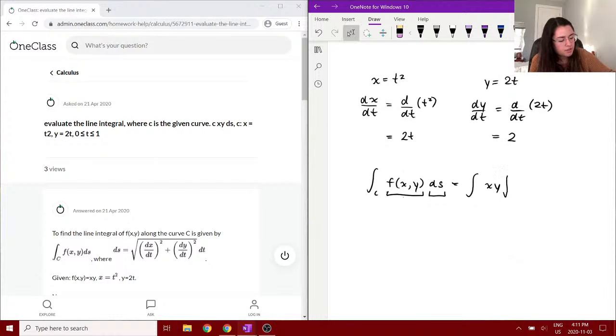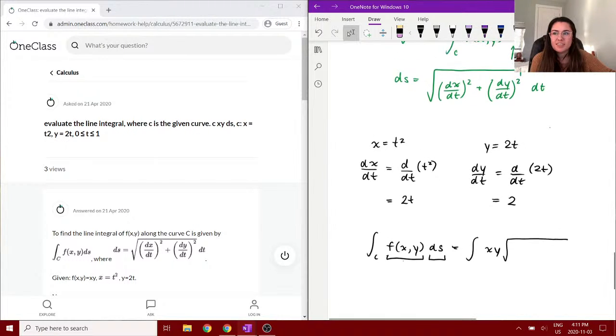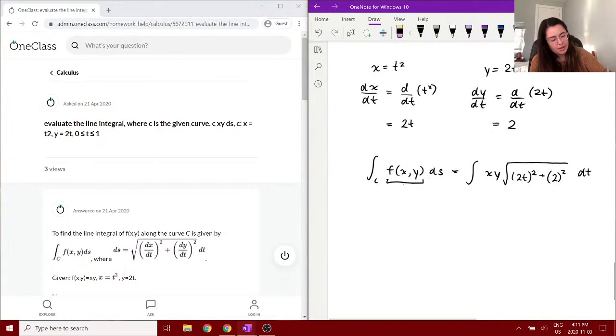So that's the square root of, I'm just going to keep this showing so you can see. Hopefully they're not cutting it off. We have the derivative of x, which is 2t, found up here, squared, plus the derivative of y, which we found here to be 2, squared, by dt. Okay?